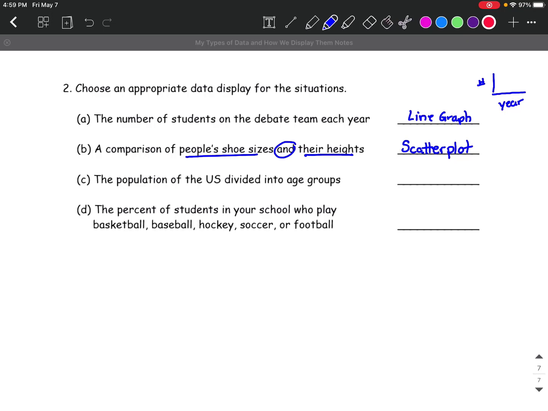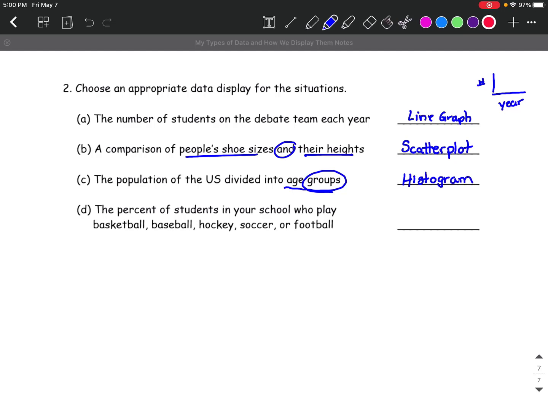Now next, we have the population of the U.S. divided into age groups. That word groups, that's categories. So we'd have to make sure it's one of those categorical type graphs. Age groups, you know what? I might use a histogram for that. And again, it's not the only one, but I might go with a histogram.